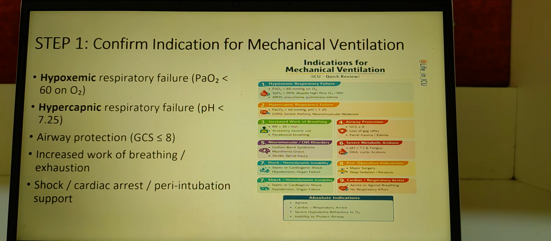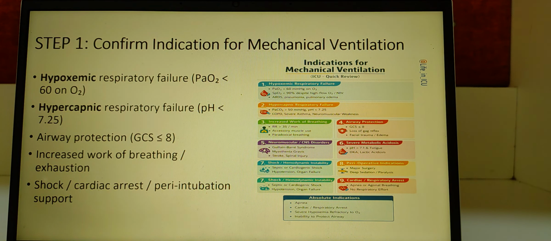So first, what is the indication of mechanical ventilation? First, if our patient is having hypoxemic respiratory failure, that is type 1 respiratory failure, PaO2 is less than 60. Second is hypercapnic respiratory failure, that is type 2 respiratory failure, where the PCO2 is more than 60 or pH is less than 7.25.